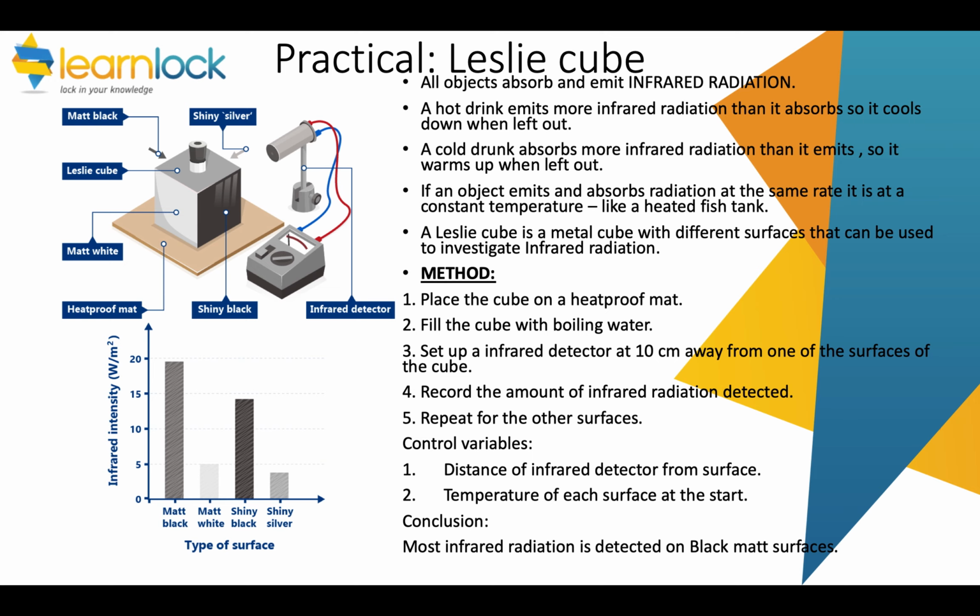You would set up an infrared detector as shown about 10 centimetres away from one of the surfaces and record the amount of infrared radiation it detects from that surface, and then repeat with other surfaces. You always need to make sure that you keep the distance of the infrared detector the same from each surface and the temperature that it starts with. What you should find is that most infrared radiation is detected on black matte surfaces and least on shiny silver ones, as shown in the graph below.